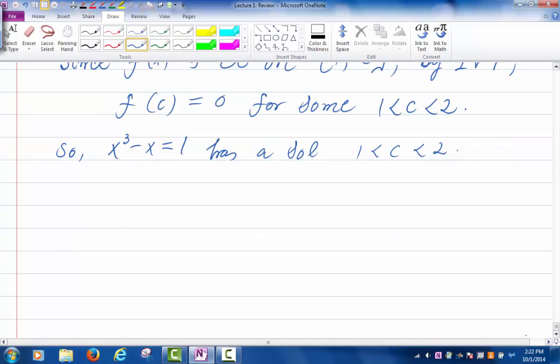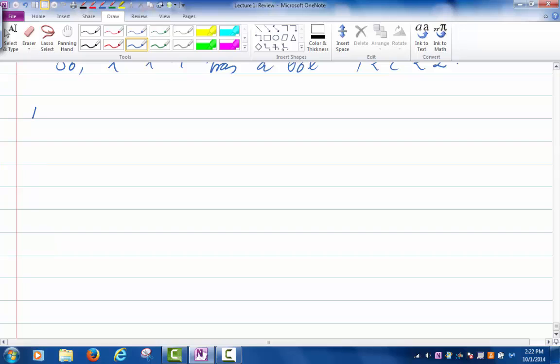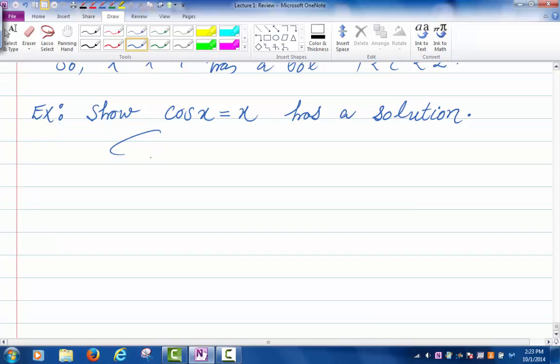Let's do another example like this before we move on. Let's say show cosine x equals x has a solution. So I want to show this equation has a solution. Once again, the first step is you want to put all the terms on the left-hand side and then call the left-hand side f of x.